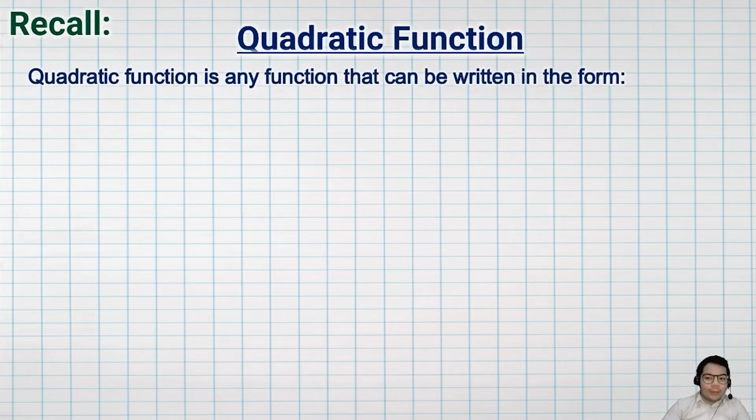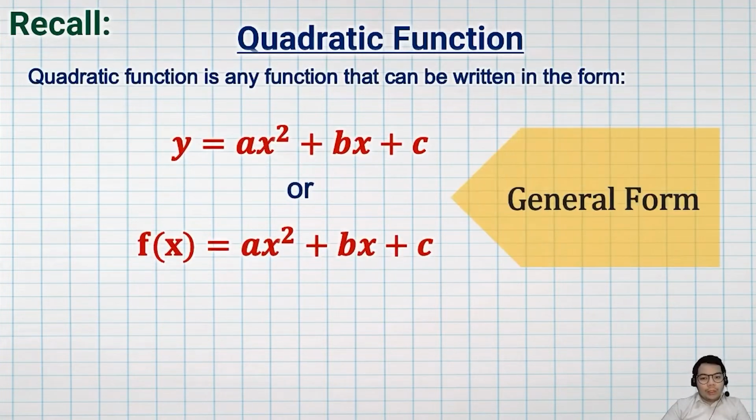So first, a quadratic function is any function that can be written in the form y is equal to ax squared plus bx plus c. Or it can also be f of x is equal to ax squared plus bx plus c. So parehas lang yan. Y is the same as f of x. This is the function of x. Yan yung ibig sabihin ng f of x. And this form will be called as the general form of a quadratic function.